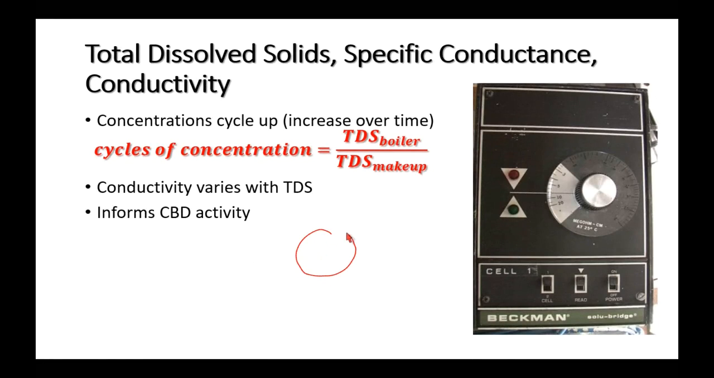So inside of our boiler, we got a certain amount of dissolved solids in there, and we got feed water coming in that has relatively few dissolved solids, and then we've got our continuous blowdown line.